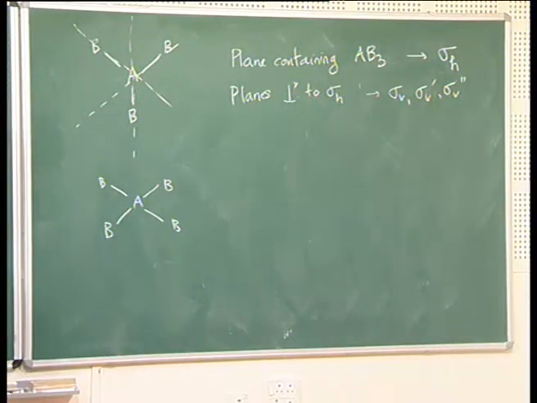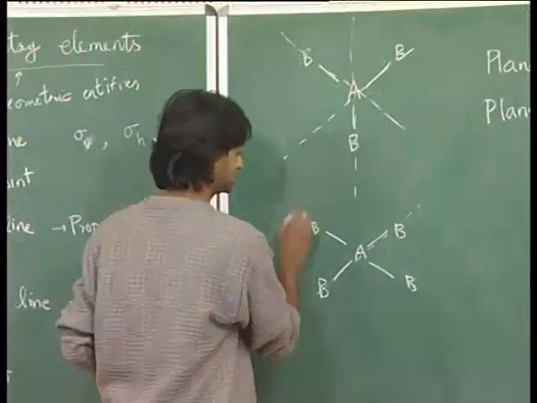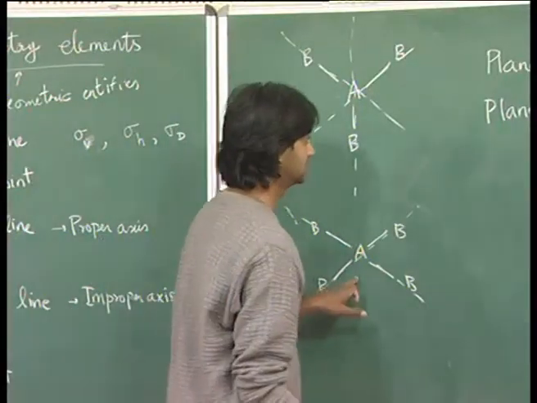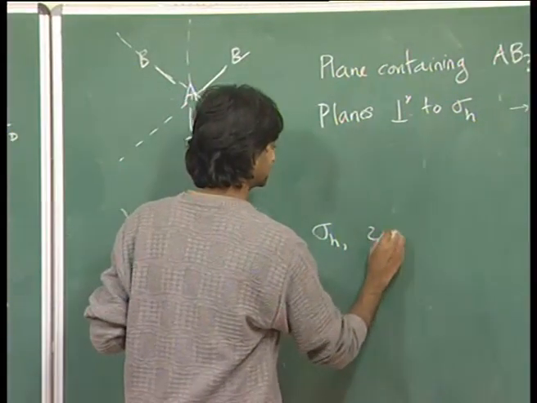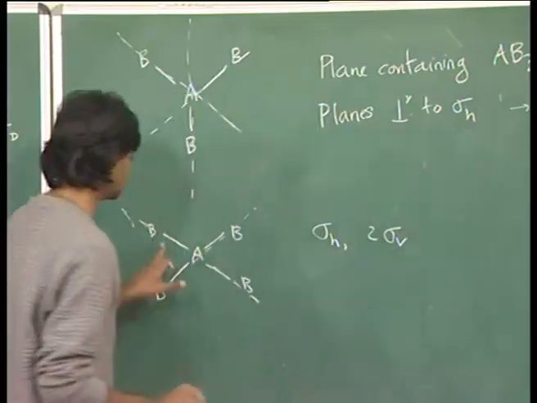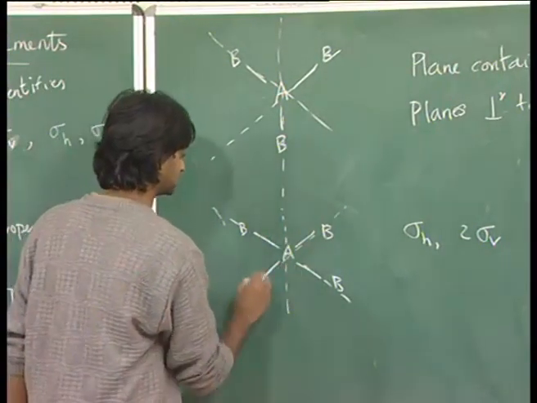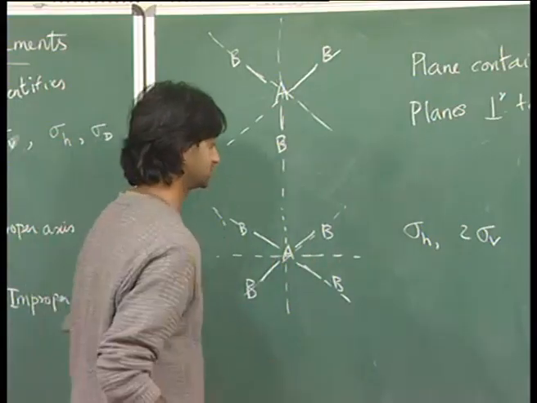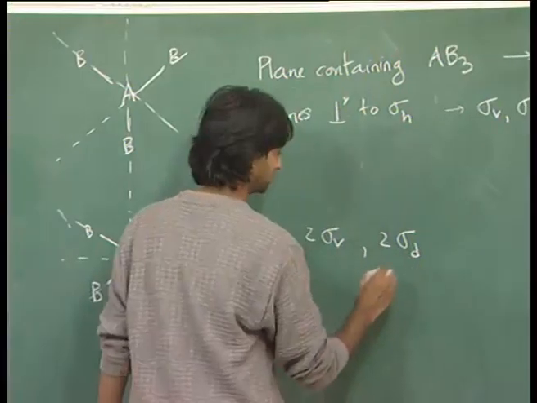Suppose you had a molecule like this. Then in addition to these planes, which are called sigma V, in this case you have sigma H and 2 sigma V planes, which are these 2. And you have these 2 other planes, and these planes are called sigma D or dihedral.